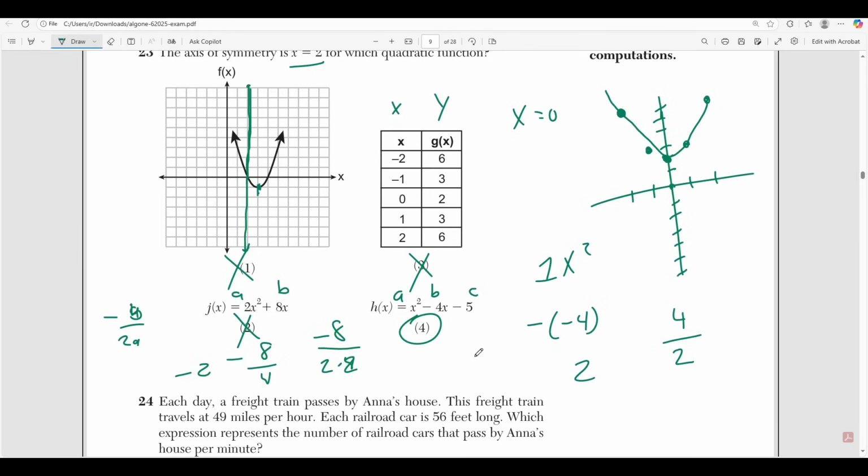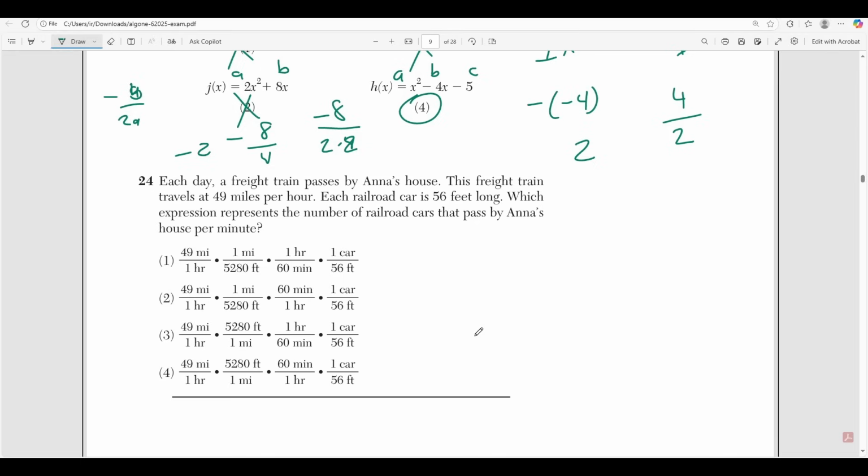So that's the axis of symmetry there. All right, number 24 says, each day a freight train passes Anna's house. This freight train travels at 49 miles per hour, and each railroad car is 56 feet long. Which expression represents the number of railroad cars that pass by Anna's house per minute?